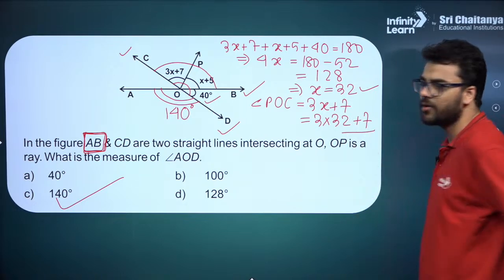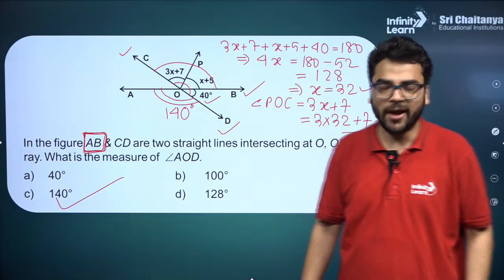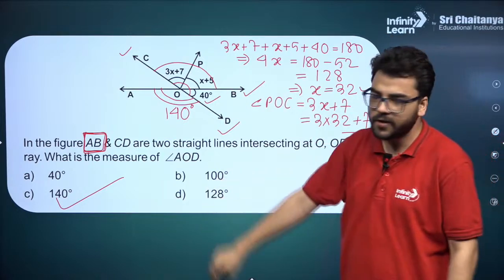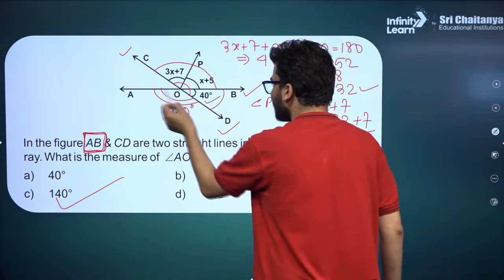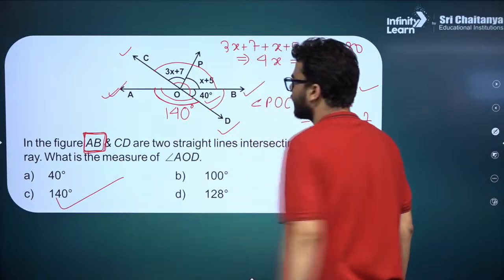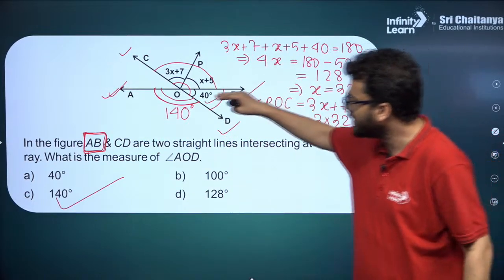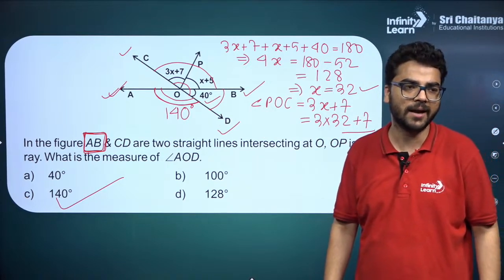I hope this is clear to every student in this session. Any doubt in that? So everything over here is just given to confuse you, right? If this is 40, you can directly say that this will be 140 because it is given that AB is a straight line, so they are forming a linear pair. Any doubt in this question, guys? Just confirm that in the chat.